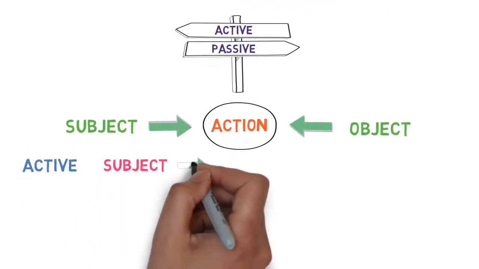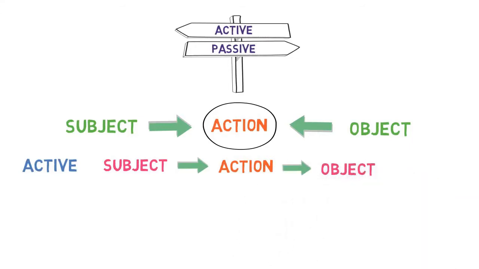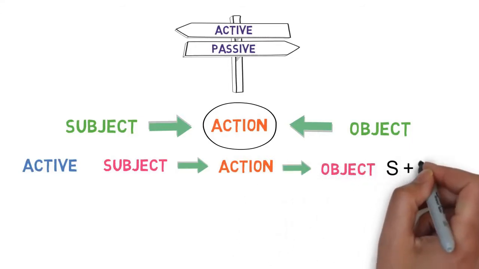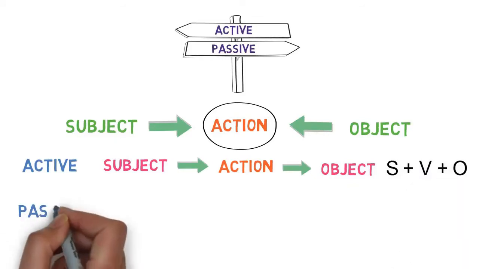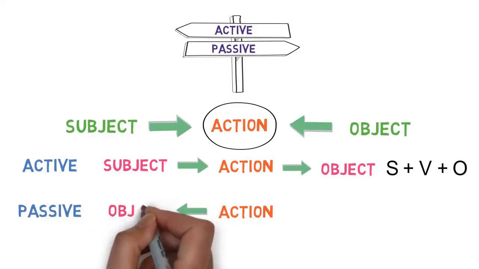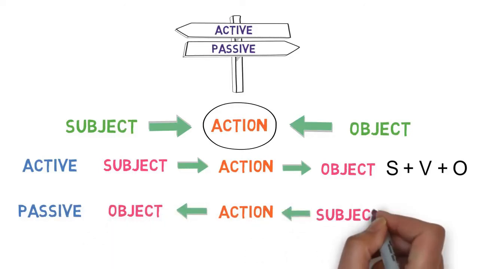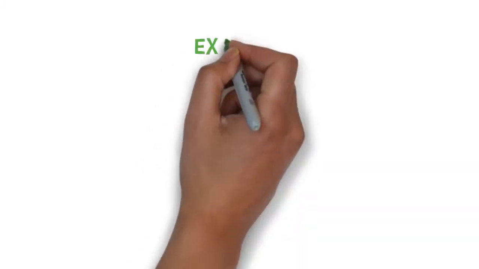So subject, action, object. Active means subject, action, object. That means the subject is producing the action and it has to come to the object. So subject plus verb plus object. And when it comes to the passive, the object will receive the action from the subject. So object plus verb plus by plus subject, isn't it? That is why the active changes to the passive.